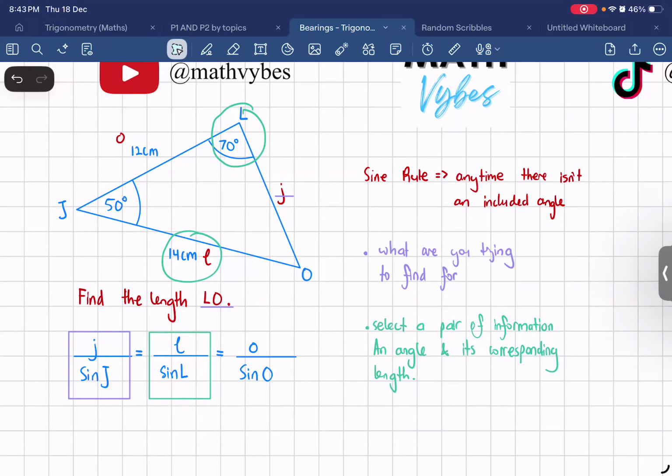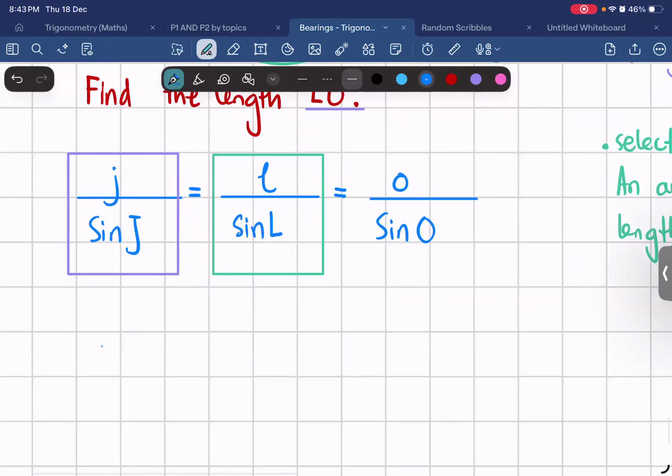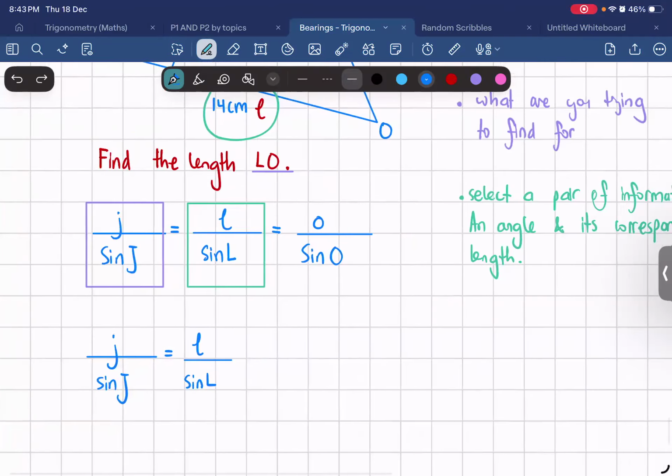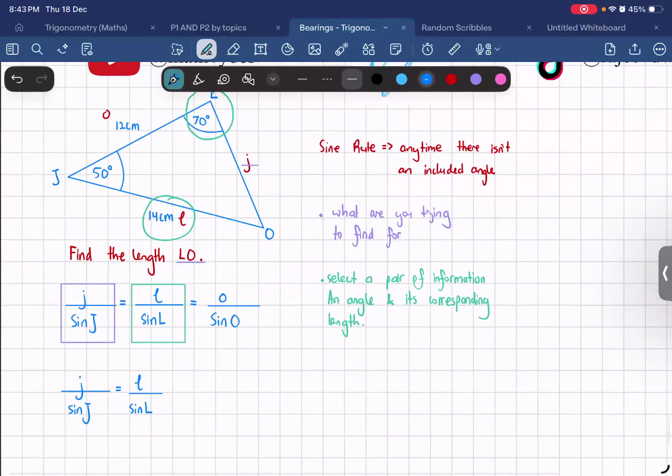Great. Next step, we're gonna rewrite the formula. So let's write the formula in the familiar form with just 2 unknowns. So J over sine J, and that will be equal to L all over sine L. So you see, guys, I dropped the O. Forget about that. All right. Now we're going to substitute.